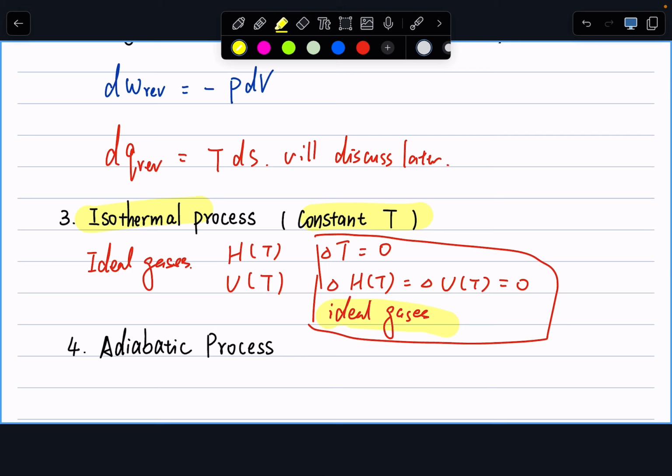All right, so do not drop this assumption. Just make sure you know what we are referring to.